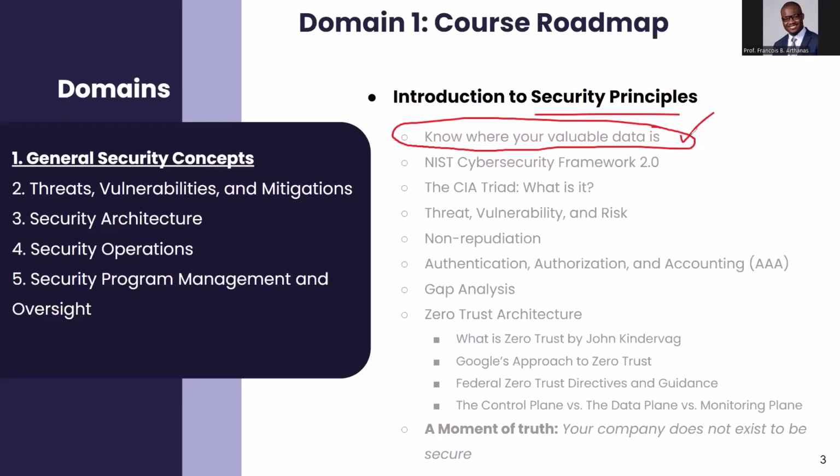Oftentimes, we want to just jump in and start securing things. We think that security is about using the shiny tools and implementing the firewalls and doing all of these kinds of things without really taking a step back and looking at the big picture. So I'm going to start the training by giving you the big picture of knowing where your valuable data is, not just any data, valuable data.